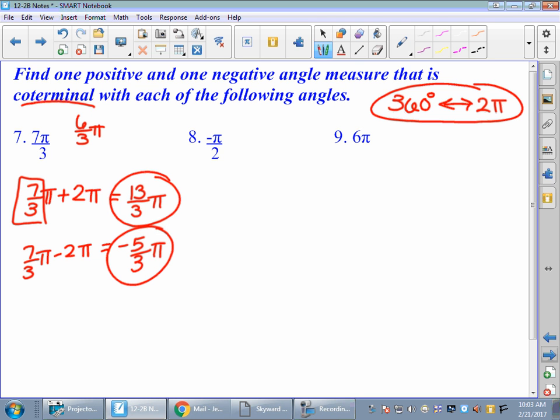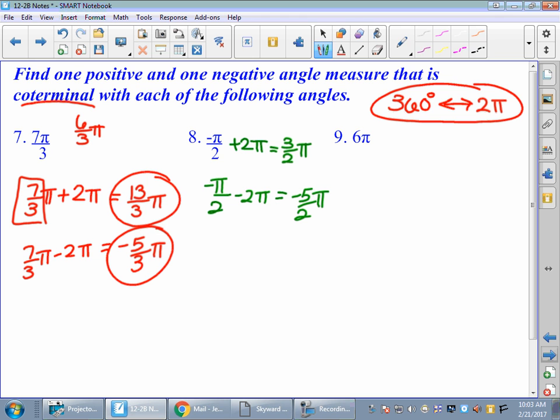Negative pi over 2, same thing. We're going to add 2 pi to it, and we're going to take negative pi over 2 and subtract 2 pi from it. So just use your calculator and treat it like a fraction. So that's a negative 1/2 plus 2 gives me 3/2 pi. Just don't forget to put the pi in there. And then negative 1/2, we're going to subtract 2 from the negative 1/2, and you get negative 5/2 pi.